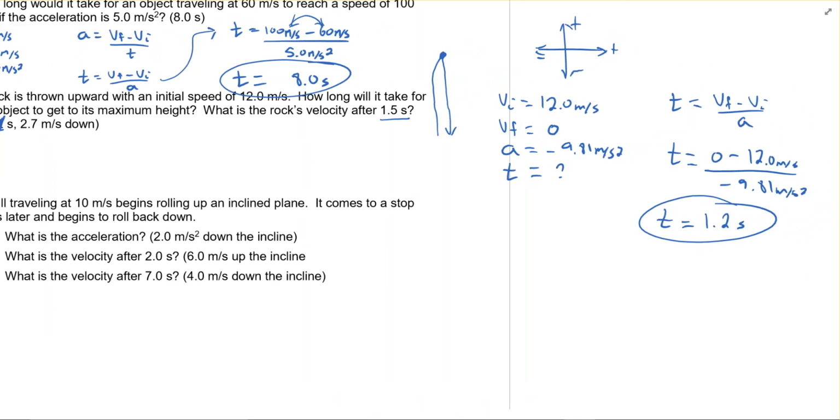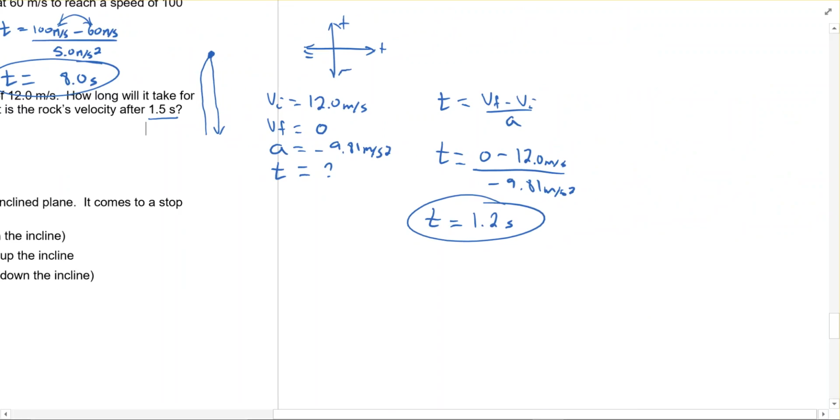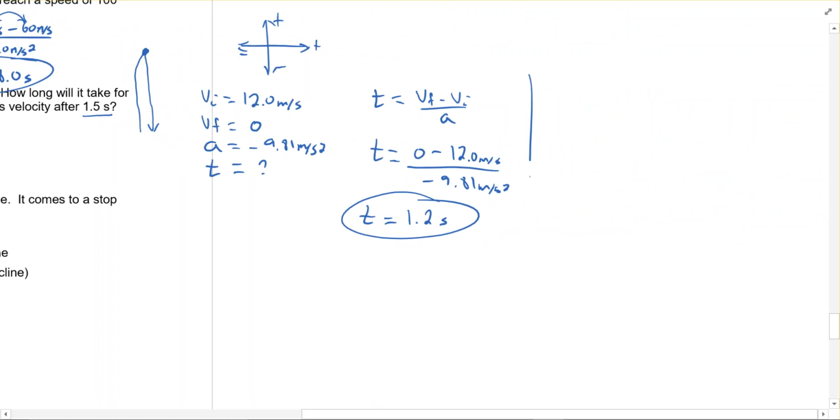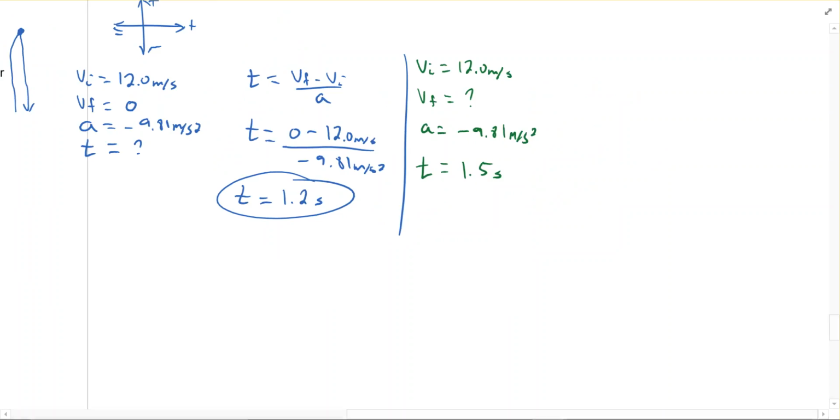Okay, now for part 2, it says, what's the rock's velocity after 1.5 seconds? We can really do all the same stuff, so this will be part 2 over here. We still know that VI is 12. We know, but now VF is not going to be 0. So here, I'll write down what we know. All right, there you go. So now we've just kind of changed up a bit. Now this time we know the time. We don't know VF. So all we got to do is rearrange for VF.